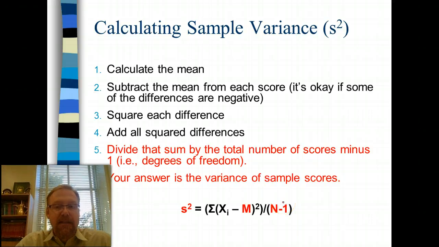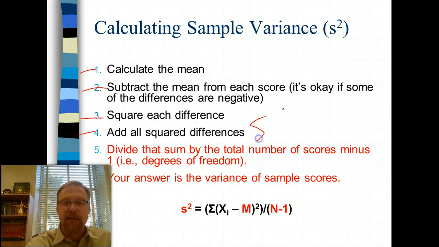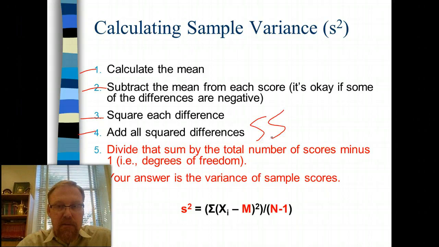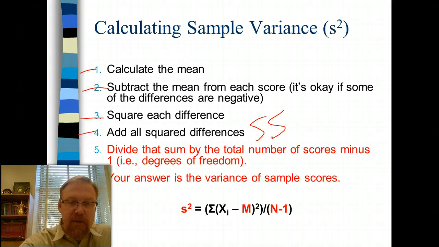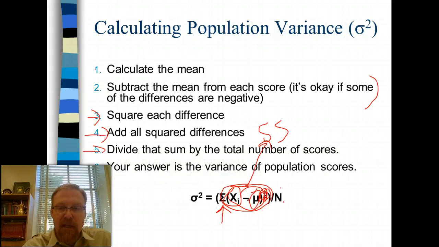If you want to take the sample variance, there's a slight difference. You calculate the mean, subtract the mean, square each difference, add all the squared differences. Sum of squares just like before. By the way, little different notation. We're using the S and we're using the M instead of here we're using the fancy sigma and the fancy upsilon. I think that's an upsilon.